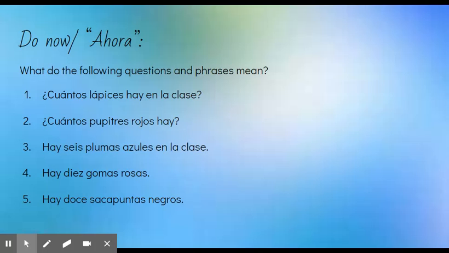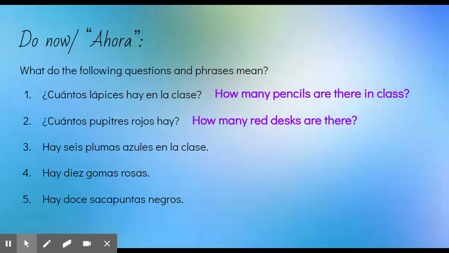You can pause the video now. All right, so here are our answers. So number one, ¿cuántos lápices hay en la clase? Means how many pencils are there in the class? Number two, ¿cuántos pupitres rojos hay? Is how many red desks are there?